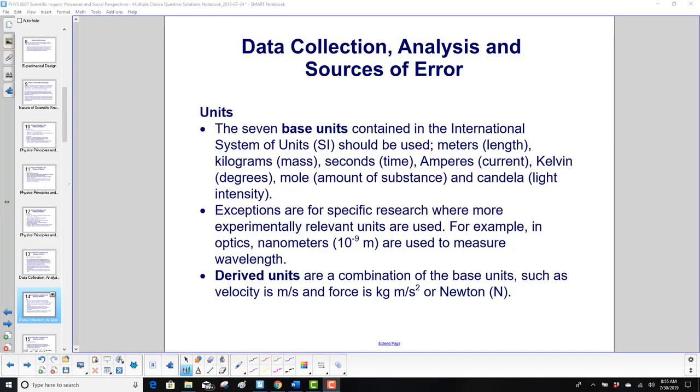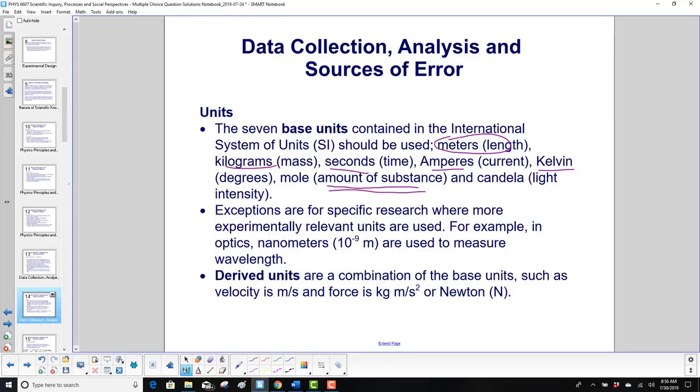Units are very important in physics or in any science, so we can all communicate with the same quantities. There are 7 base units in the International System of Units, SI, which is a couple of French words I'm not even going to try and pronounce, but we will abbreviate it SI. So we have meters for length, kilograms for mass, seconds for time, amperes for current, Kelvin for temperature, mole, which is your amount of substance, and candela, which is light intensity. And those are our base units.